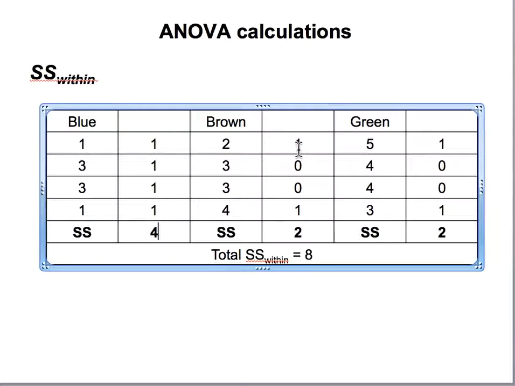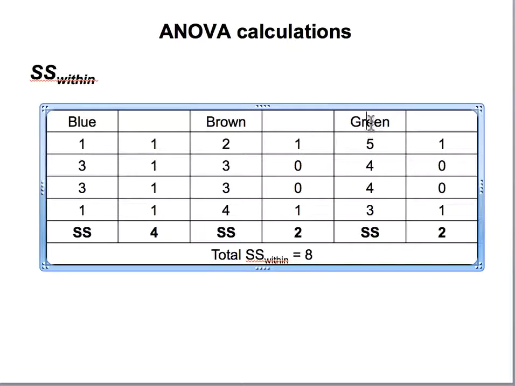If I look at my brown group, I'm looking at how people are different from the mean of that group. Well, this person is 1 below the mean. The average rating for the brown group is 3. And again, 1 squared is 1. This person is not different, so 0 squared is 0. Not different, 0 squared is 0. 1 more, 1 squared is 1. Added up, I get 2.